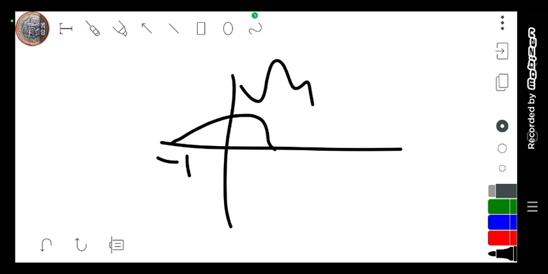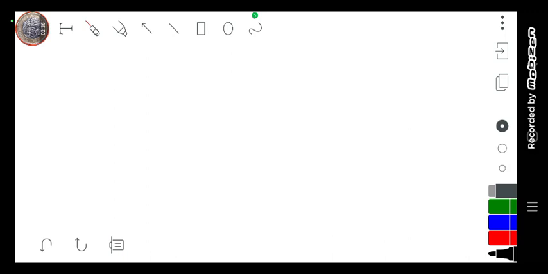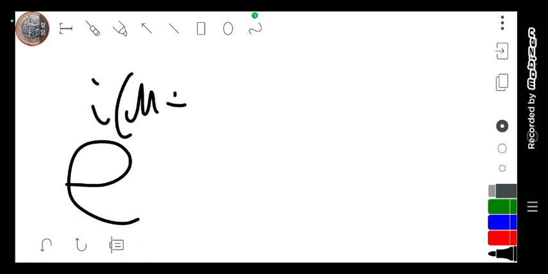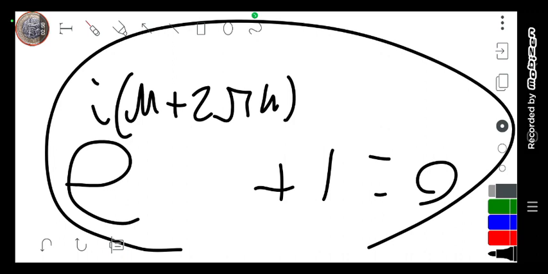This is pi. However, because it's in polar form, we can go around in a circle. So it should be plus 2 pi k for any integer k. Which means that realistically, it should actually be written as e to the i of pi plus 2 pi k, plus 1 equals 0. This is actually the proper Euler's identity, which is very interesting.